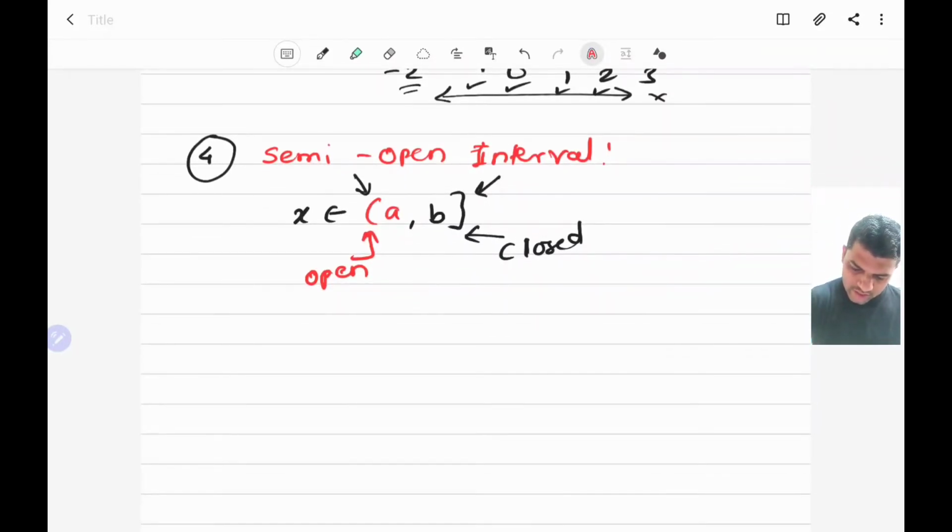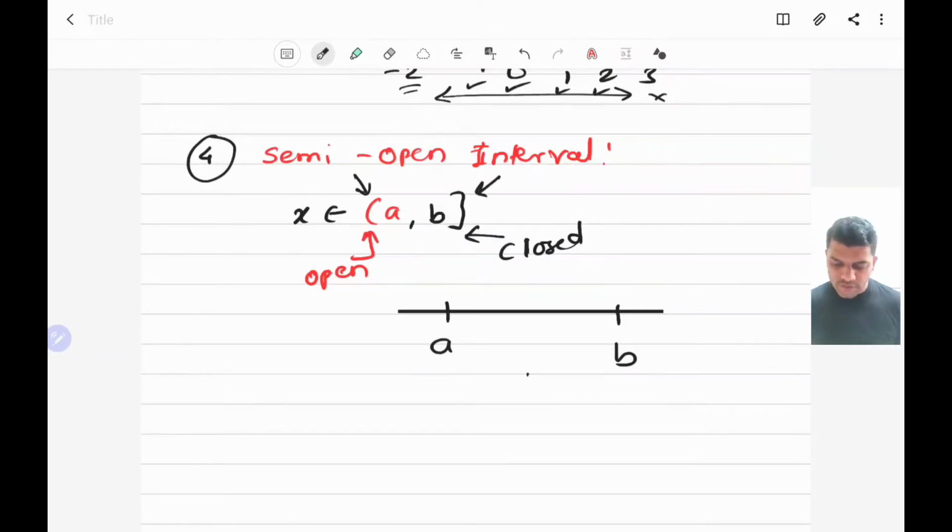Let's understand this with a simple example, or before that, let's try to understand this on a number line. Let's say this is a number line for x, and here I'm marking the value of a and the value of b. If you observe, it is open on the a side, which means you cannot consider the value of x as a, but you can consider the value of x as b, because it is closed on the b side, and all the in-between values are allowed for this x. So x cannot take the value a, but it can take the value b, and all the in-between values of a and b are allowed for this semi-open interval.